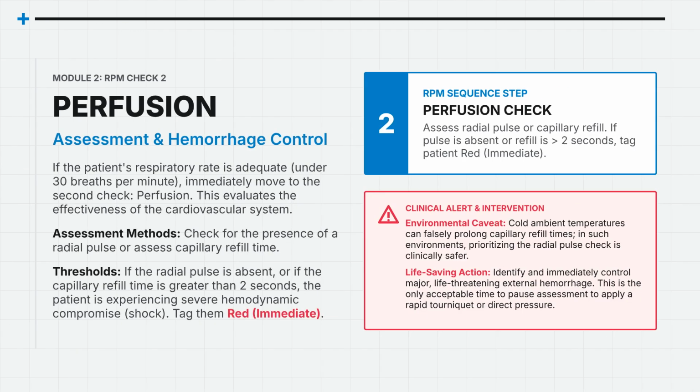Step 2 evaluates perfusion. If the radial pulse is absent or capillary refill exceeds 2 seconds, the patient is tagged immediate. Note that in cold environments, capillary refill may be unreliable, so prioritize the radial pulse check. Control major hemorrhaging immediately if identified.